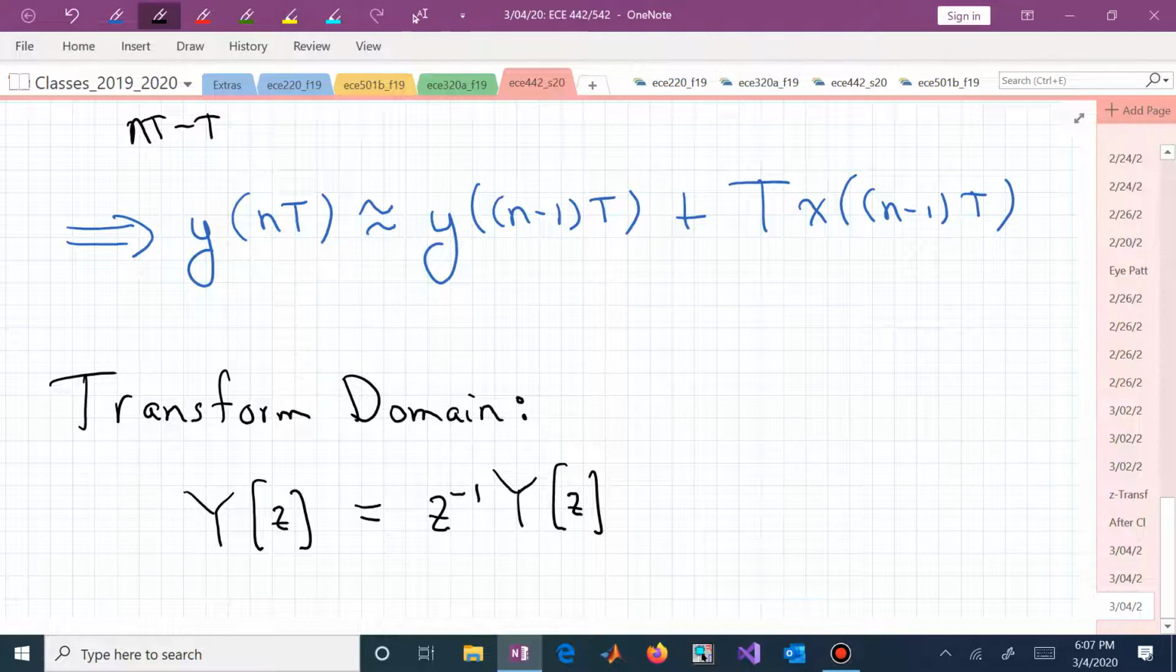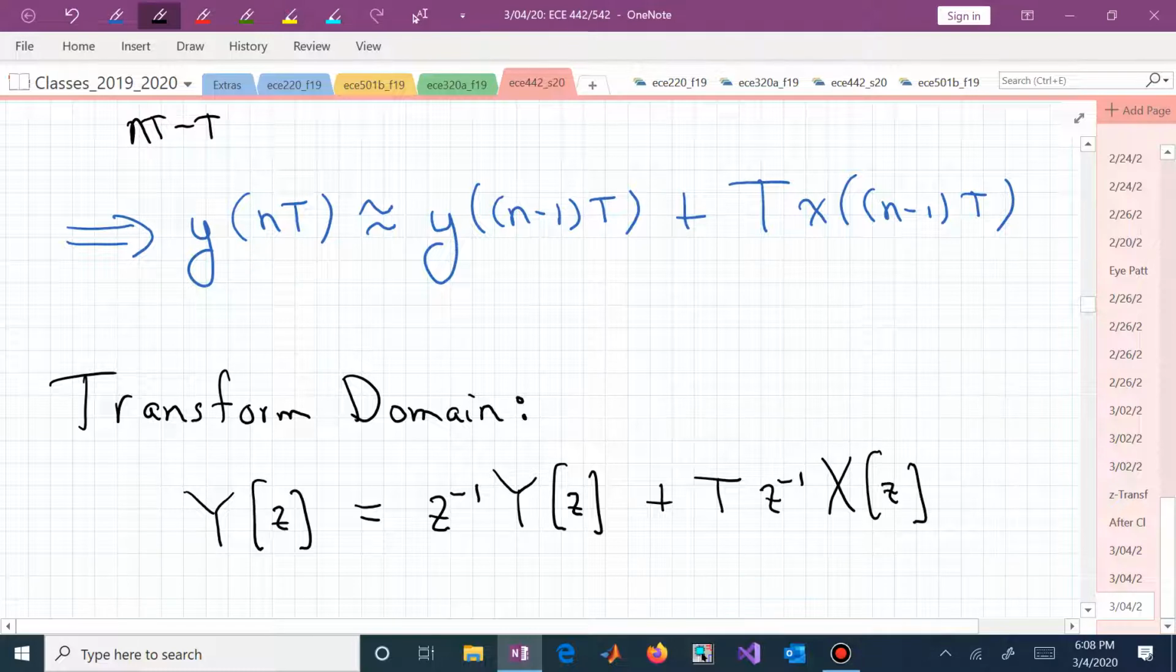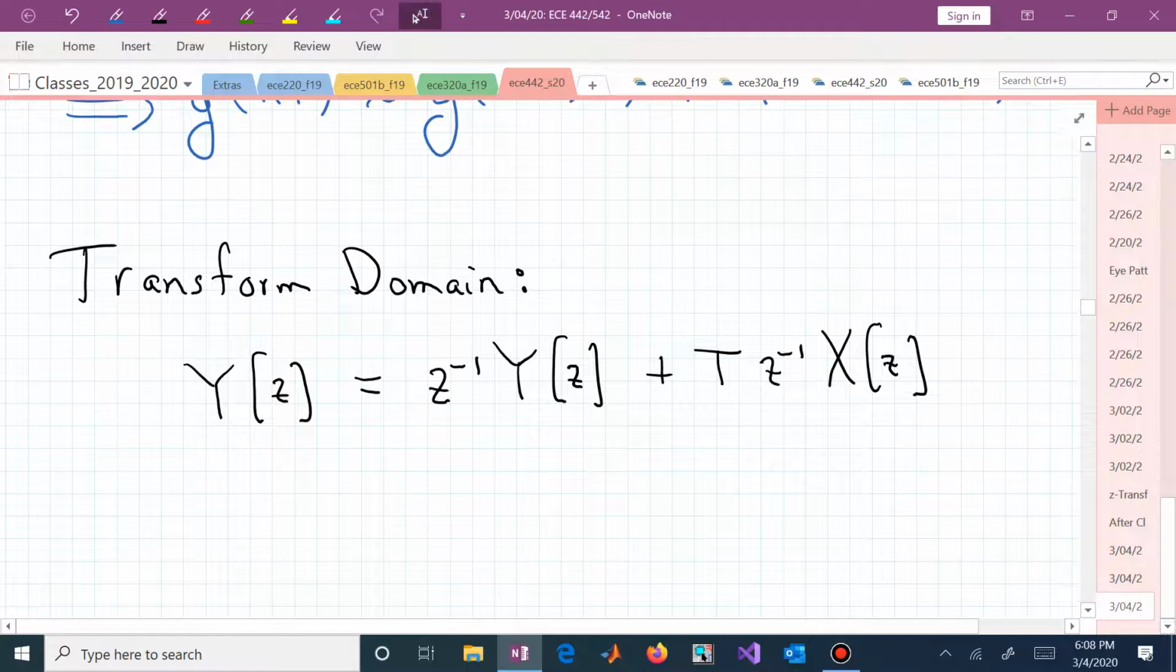So now, what's the next one? Well, T is just a constant. That factors right through the z-transform. And how do we transform x at time n minus 1? Are we comfortable with that? We've now moved into the transform domain. Let's now clean this up or put it in a form that we can actually find a transfer function.